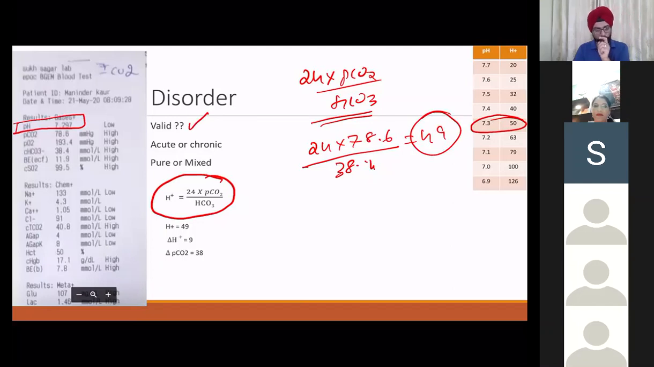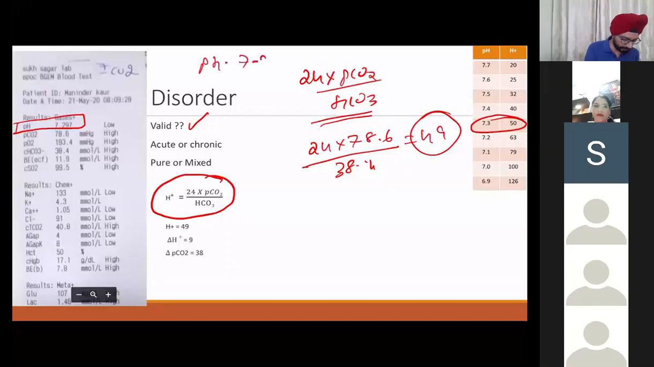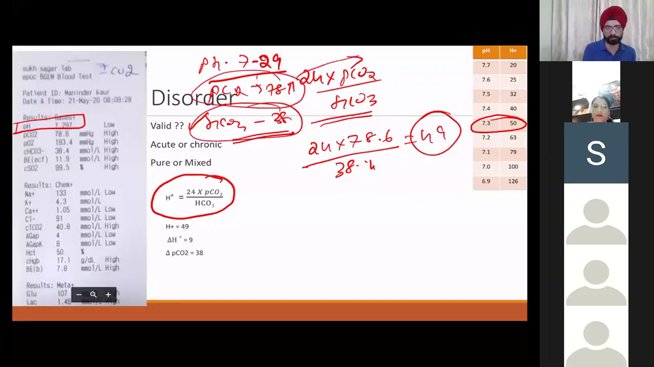Is it acute or chronic? Now you've seen the ABG. Is it a respiratory or metabolic disorder primarily? Look at the pH. pH is 7.29, so it's an acidosis going on. PCO2 is 78, correct? So it is increased. And bicarbonate is 38. So obviously PCO2 is responsible for the acidosis going on. Bicarbonate is trying to compensate. So this is a respiratory acidosis.